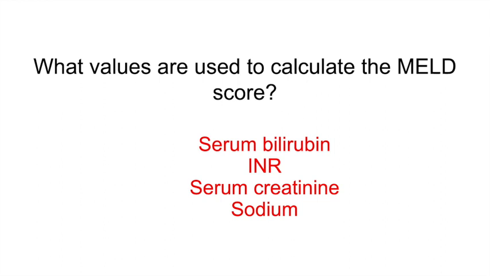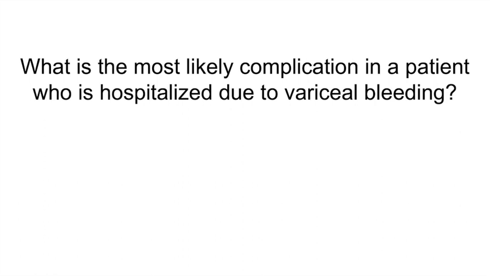What is the most likely complication in a patient who is hospitalized due to a varicose bleed? Spontaneous bacterial peritonitis. So to manage these patients, you can give prophylaxis, which is IV ceftriaxone for 7 days, then transition to TMP-SMX or an oral fluoroquinolone if patient is ready for discharge prior to the completion of the intravenous antibiotic course.